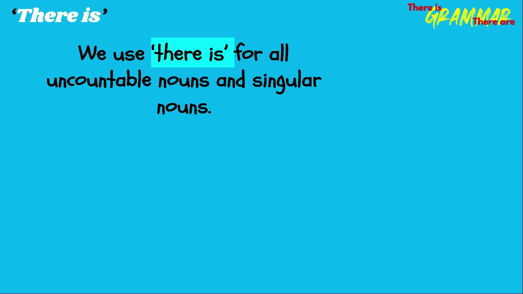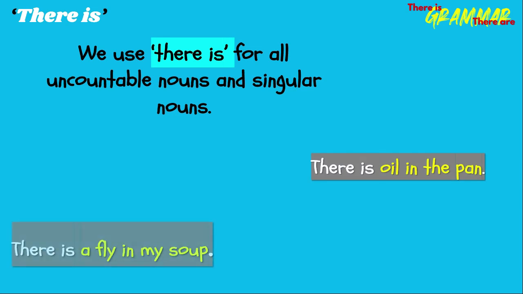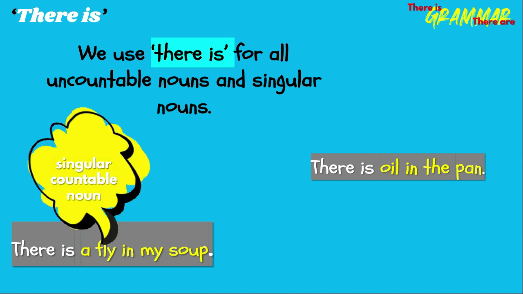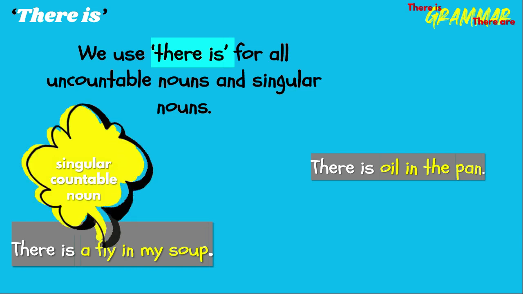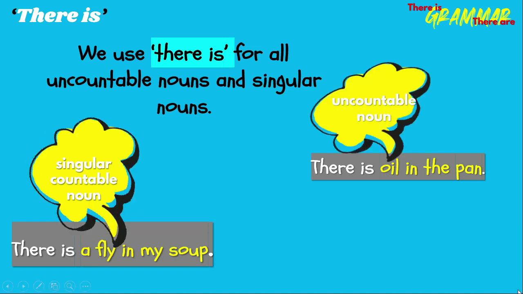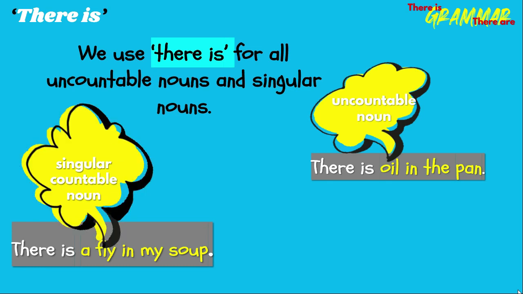We use there is for all uncountable nouns and singular nouns. There is oil in the pan. There is a fly in my soup. Fly is a singular countable noun, so we use there is. Oil is uncountable, so we also use there is.